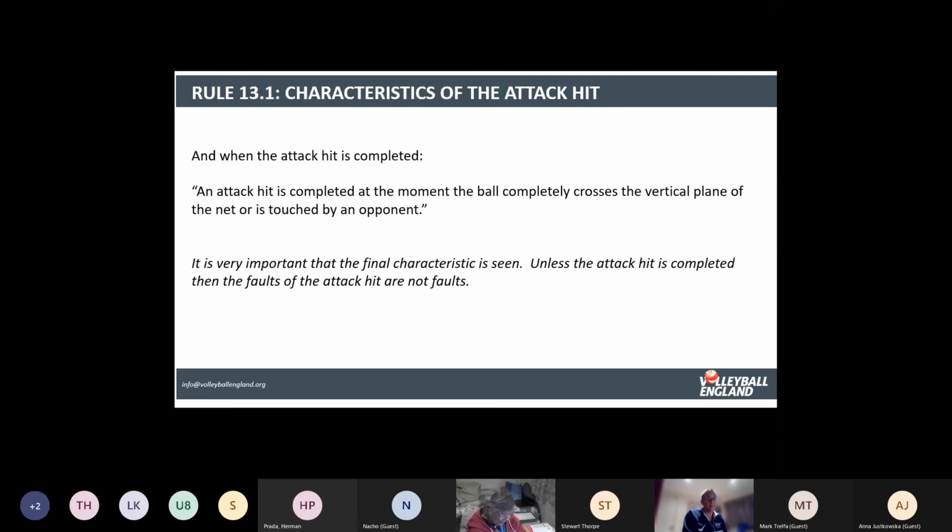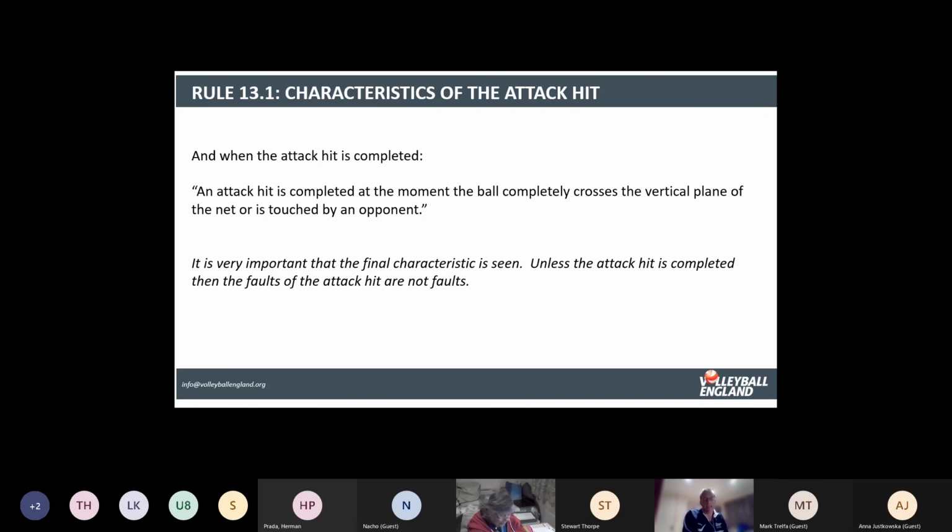An attack hit is completed at the moment the ball completely crosses the vertical plane of the net or is touched by an opponent. And it's very important that the final characteristic is seen, because unless the attack hit is completed, then the faults of the attack hit are not faults.